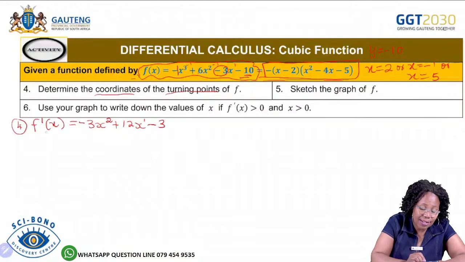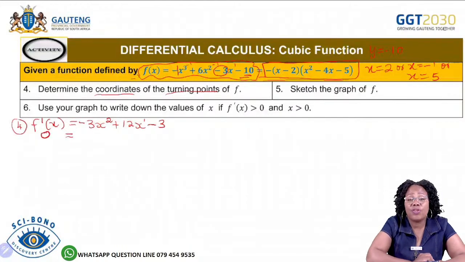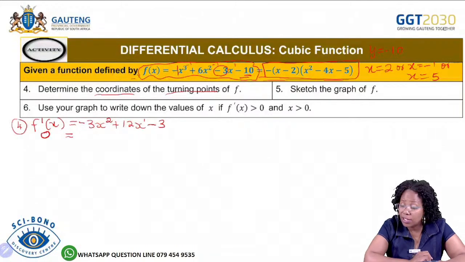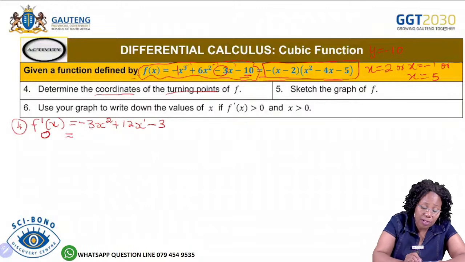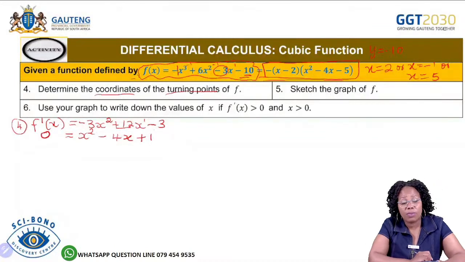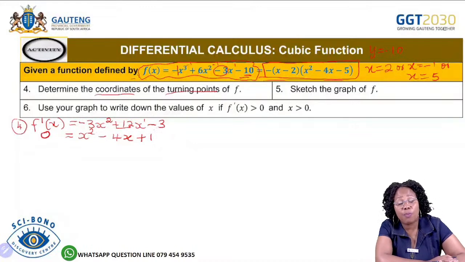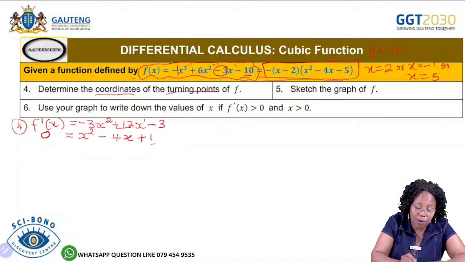So you let this derivative be equal to 0. And then on the right hand side, you can simplify the equation by dividing by minus 3. If we divide by minus 3 here, it will be x squared. Divide by minus 3 here, it will be minus 4x. Divided by minus 3, it will be plus 1. So grade 12, if you look at that trinomial, it is saying look for factors of 1. When you add them, you get a minus 4.